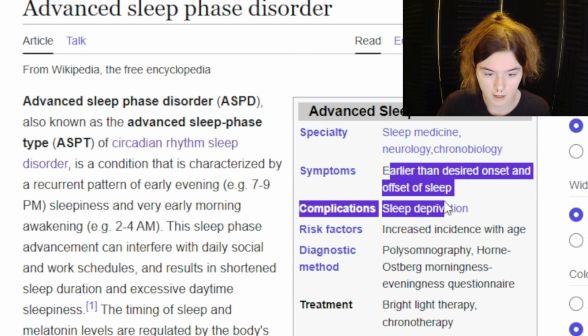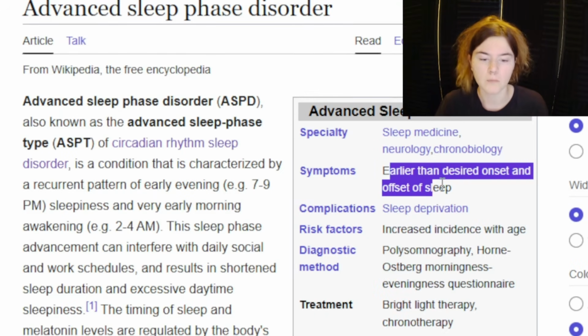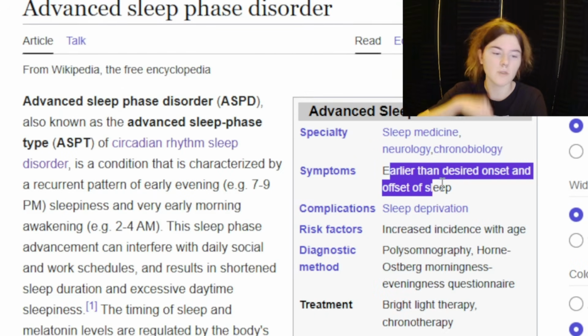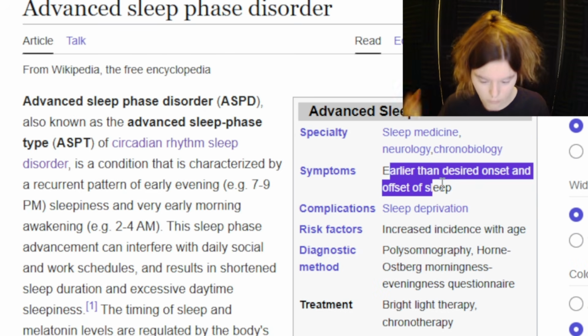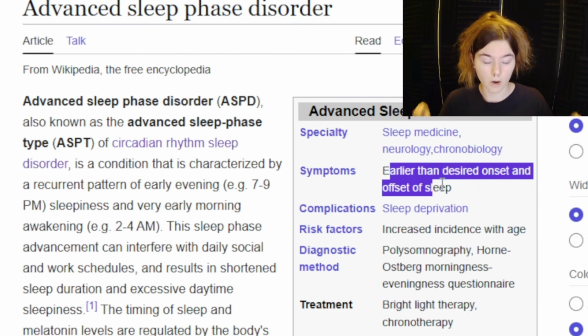Earlier than desired onset and offset of sleep. Okay, yeah. So the exact same, but the inverse. I'm passing because I'm biased, okay? I go to bed super late. I have delayed sleep phase disorder or whatever it's called. So obviously I'm going to be biased toward that one.